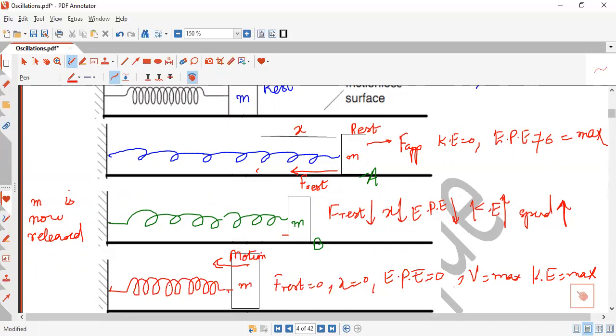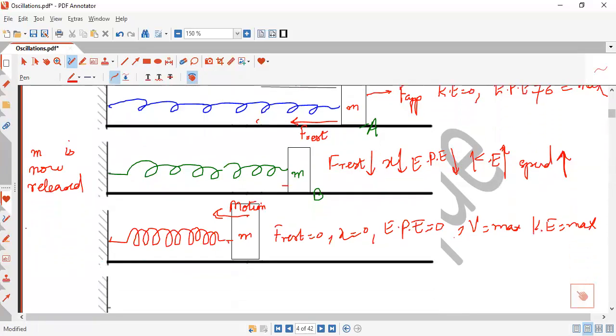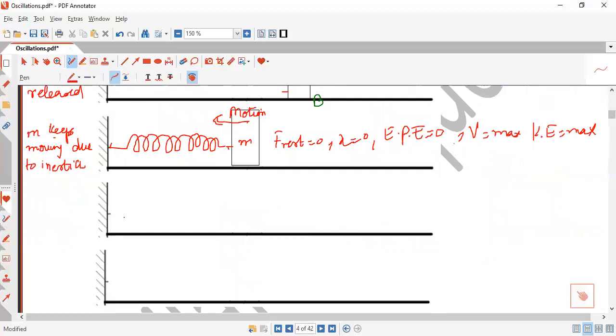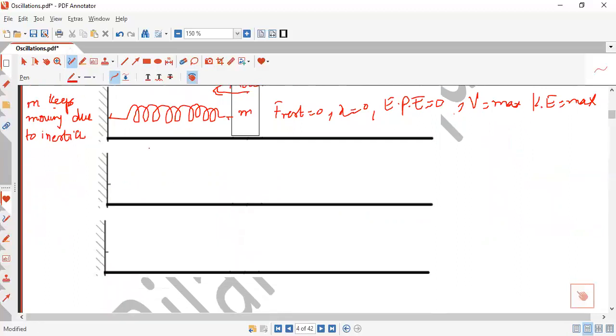So here is the motion. So we'll be saying the mass keeps moving due to inertia or momentum, right? Okay, so if it keeps on moving, then what about when it reaches a point, let's say here.